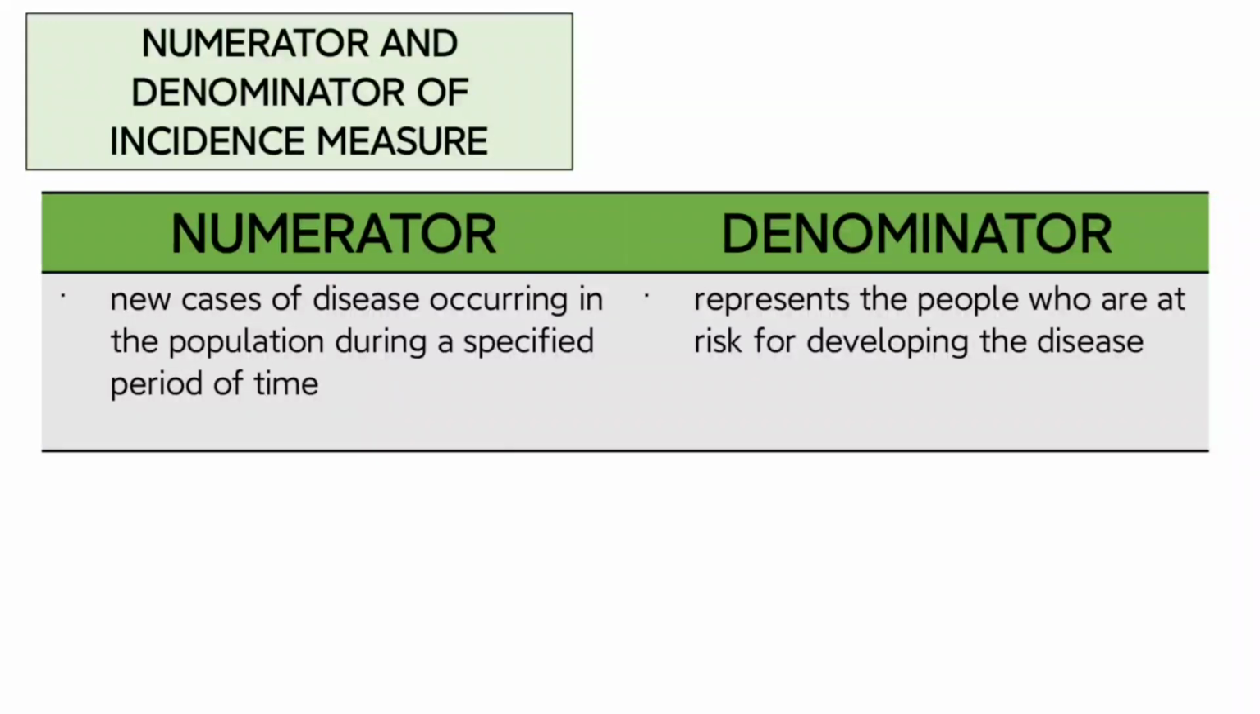Next. So, ano ba yung mga numerator and denominator for incidence measure? So, the numerator here would be the new cases of disease occurring in the population during a specified period of time. Yung mga incident cases, new cases. Tandaan nyo, numerator, new cases of disease occurring in the population during a specified period of time. Denominator naman, on the other hand, represents the people who are at risk for developing the disease. Okay?